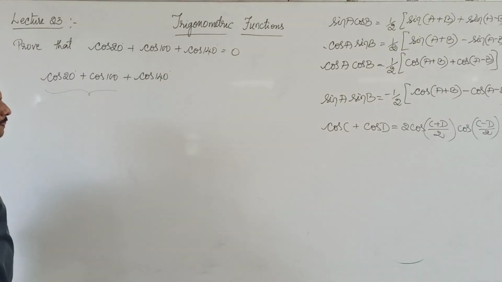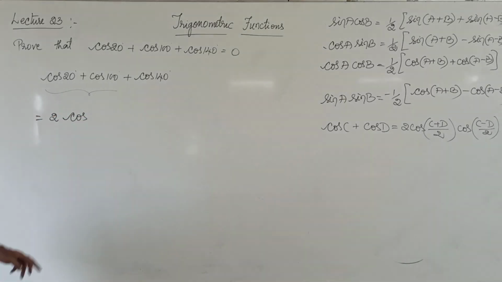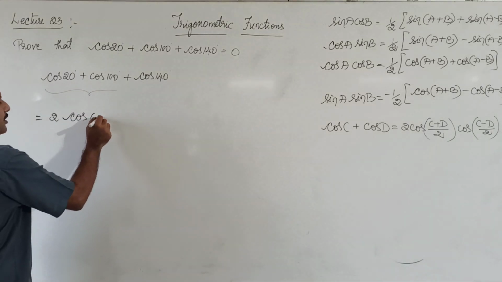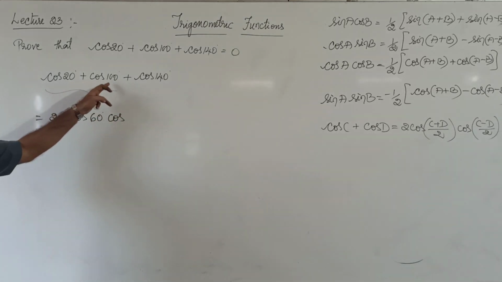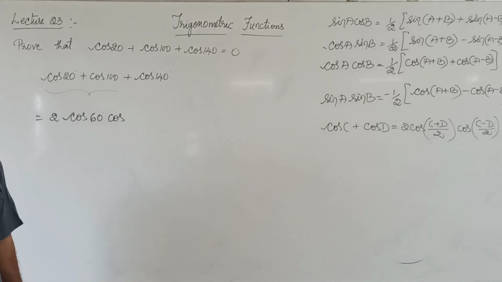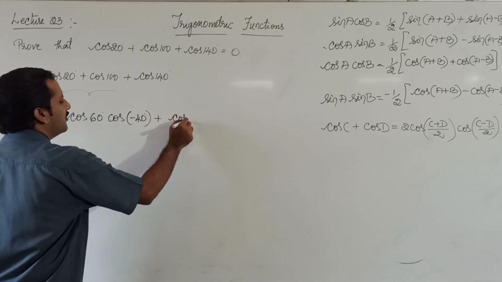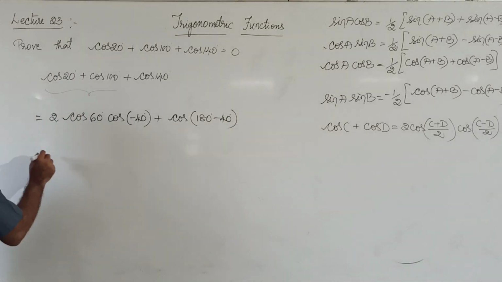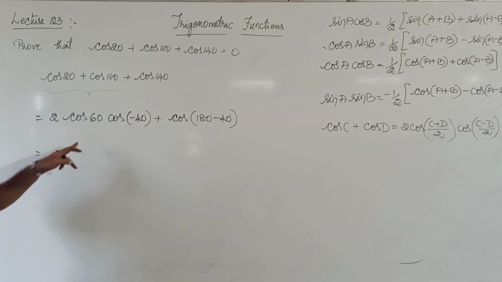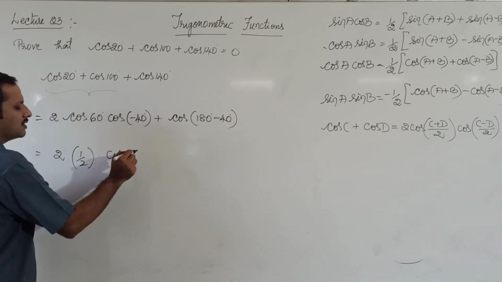Cos C plus cos D is equal to 2 cos (C plus D)/2. 20 plus 100, that is 120 by 2, it's 60. Into cos (C minus D)/2. 20 minus 100, that is minus 80 by 2, so minus 40. Plus cos 140 degree is there. I'll write this as 180 minus 40. 2 into cos 60 degree, its value is 1 by 2. Cos of minus 40 degree is same as cos 40 degree.